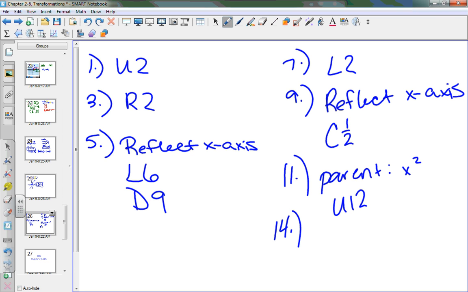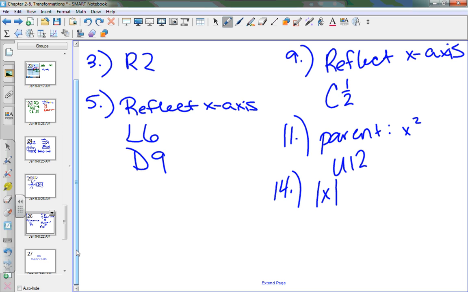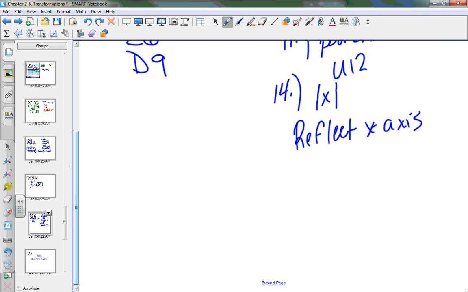Number 14. G of x is equal to negative 2 times the absolute value of x minus 1. What's my parent? Absolute value. The absolute value of x is my parent. So what am I doing to go from the absolute value of x to the g function on your paper? What's the negative mean? Reflect over the x. Then what? What's the 2 do? Stretch by a factor of 2, and then right 1.